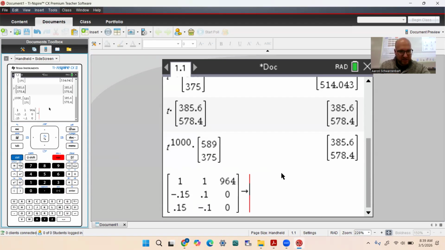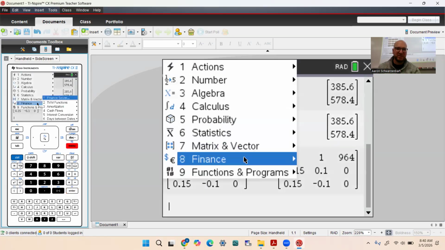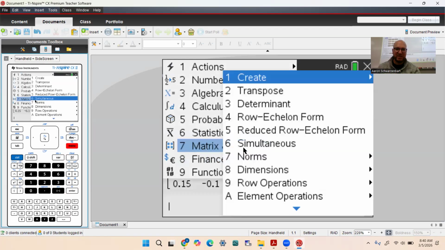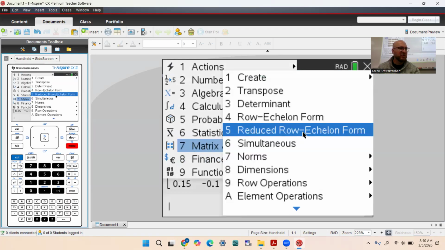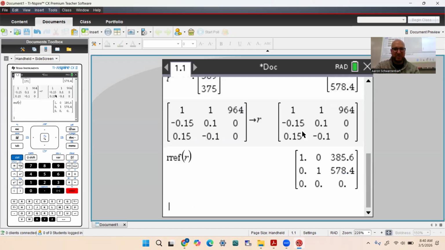I'm gonna store this one as R instead of T. I'll do this before Izzy leaves quick. Matrix and vector, reduced row echelon form. You could enter the matrix there.